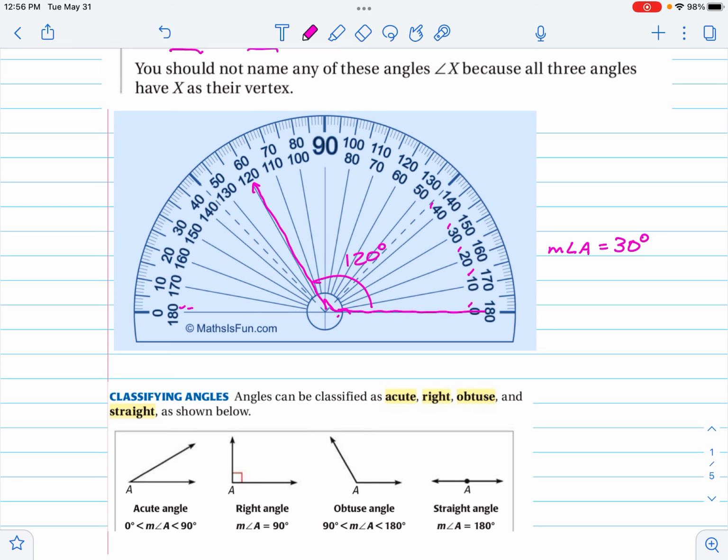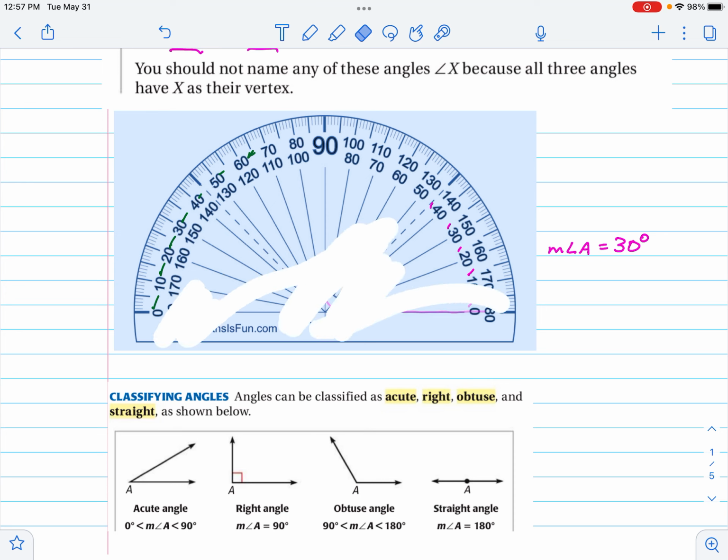Now, let's suppose we're not talking about this angle here. Let's suppose we are talking about this angle. We want to know, what is that angle? Well, we notice this angle is obviously not 120. It starts here at 0, and we go 0, 10, 20, 30, 40, 50, 60. This angle right here is 60 degrees. So you have your bottom numbers and you have your top numbers. This is just a refresher on how you use this protractor.